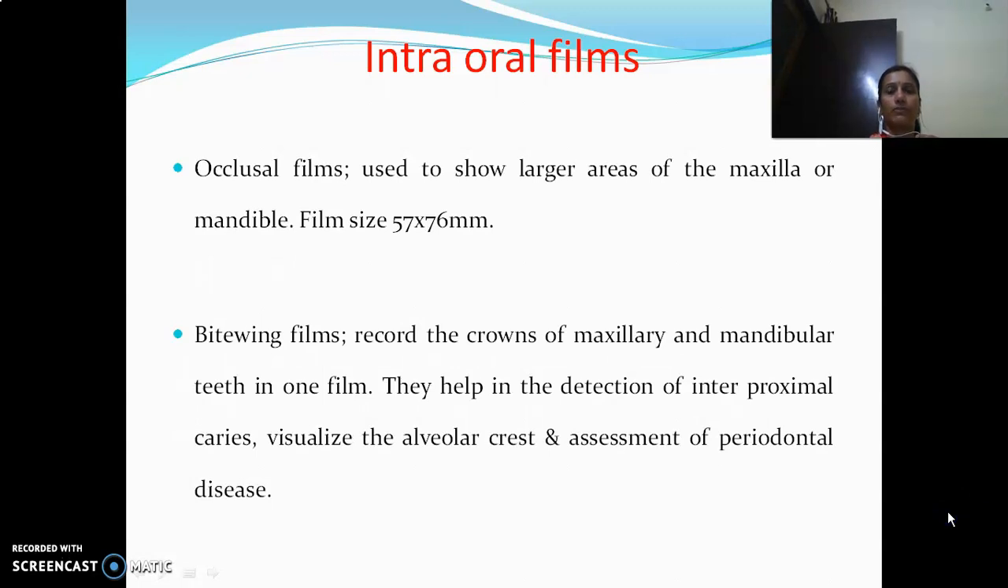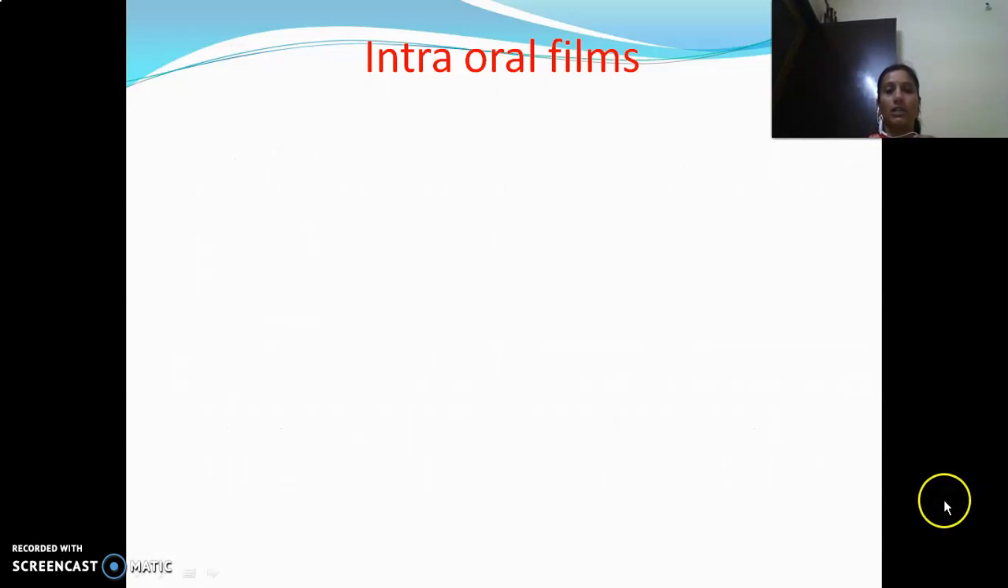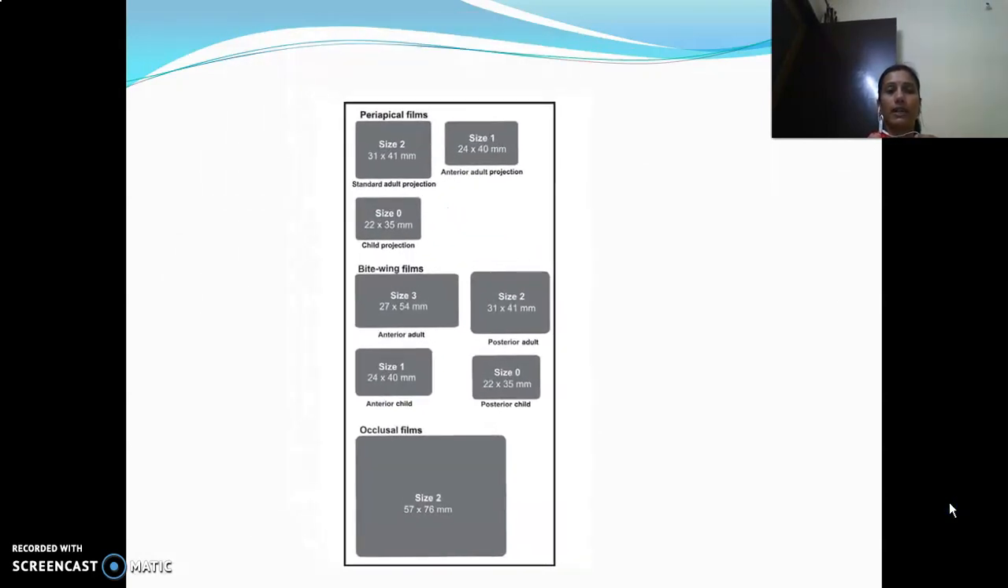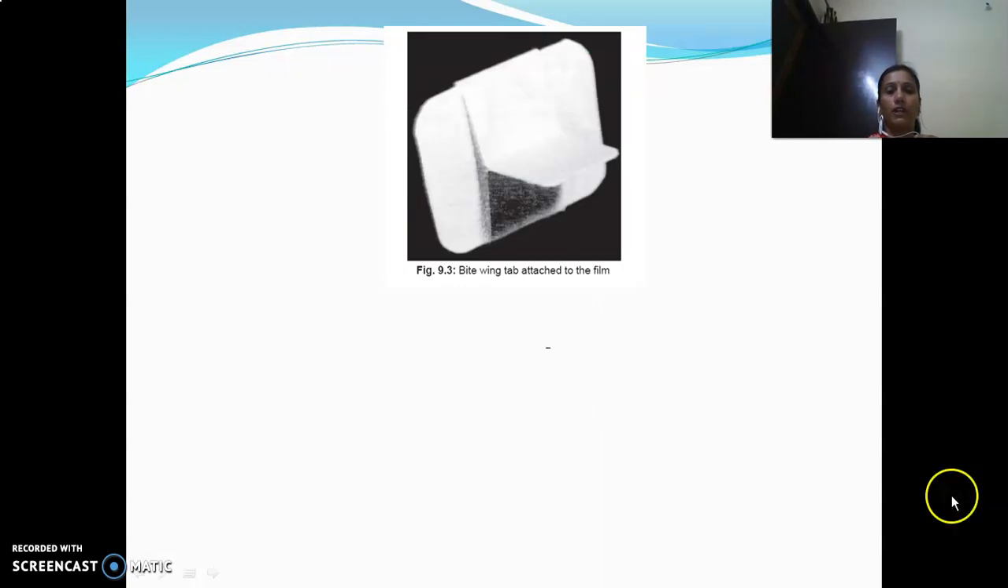The occlusal films are used to cover the larger areas of the maxilla and mandible, which is approximately 57 by 76 millimeter. The bite-wing films record the crowns of maxillary and mandibular teeth in one film. This helps in detection of interproximal caries, visualization of the alveolar crest and assessment of periodontal disease. So this is a diagram showing the different sizes and types of intraoral film.